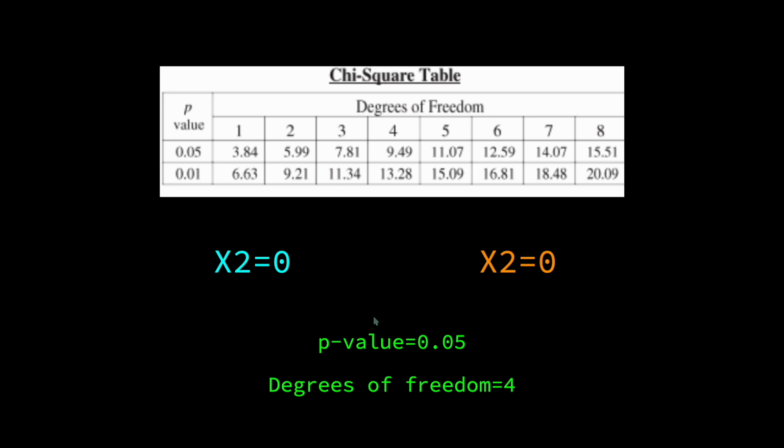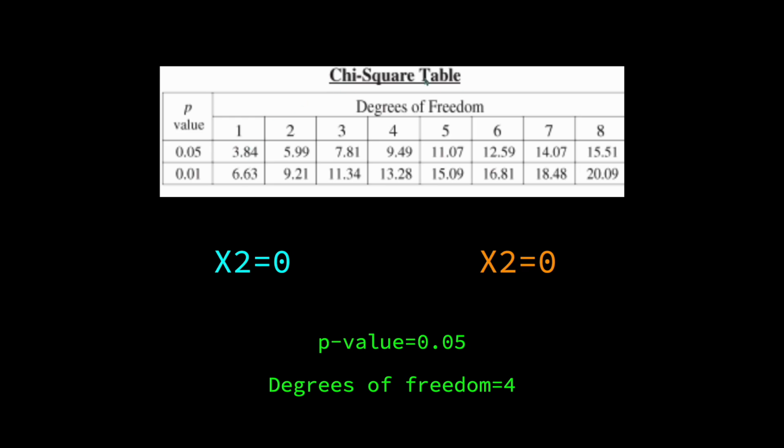So, for both of our instances, we got chi-square equals 0. Now, when looking at our p-value and our degrees of freedom, as a reminder, to find degrees of freedom, it's the number of trials you did minus 1. So for us, we did 5 trials. So 5 minus 1 would be 4. So our degrees of freedom is 4.